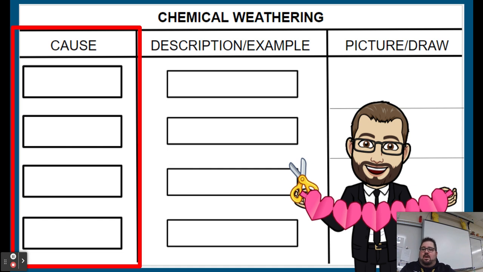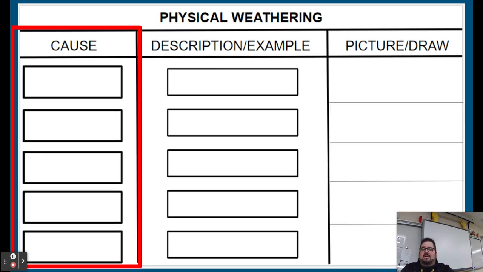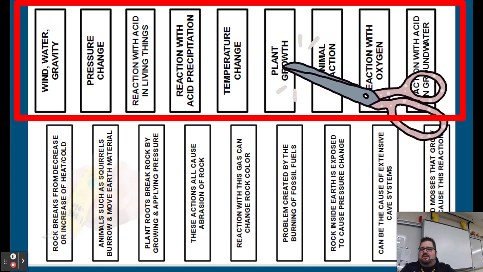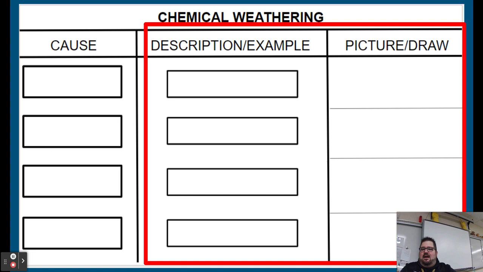Basically, what we're looking at is one side of the worksheet is all chemical, and the other side of the worksheet is all physical. So you're going to have a whole bunch of little boxes that you're going to cut out, and you're going to lay down the cause of physical weathering, give the description, and then you'll draw a picture. You'll notice that the boxes are all sized differently, so you'll be able to see here are all the causes, and then at the bottom will be all the descriptions. So you'll cut those out. We will glue them down where they belong and then draw a picture.